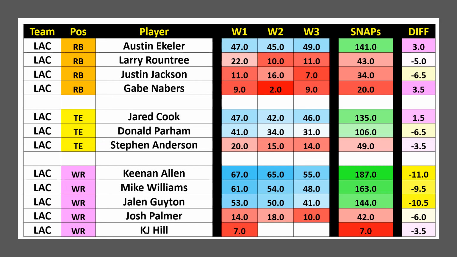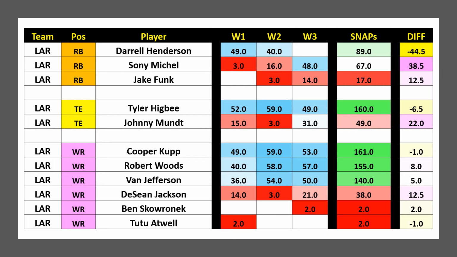Allen, Williams, and Guyton. I have picked up Guyton. He's the injury wide receiver handcuff to Williams or Allen. It's clear to me. And you can probably get him for nothing. So just be aware, hopefully that's why you're listening, that would definitely be a target.